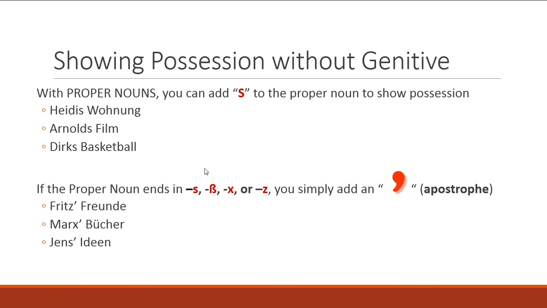Now, the exception to this rule is if that proper noun ends in certain letters. If it ends in an S, an SZ, an X, or a Z, then you just add an apostrophe after those letters to indicate the possession. So Fritz' Freunde, Max' Bücher, Jens' Ideen, und so weiter. So that's, without genitive, one way to show possession.